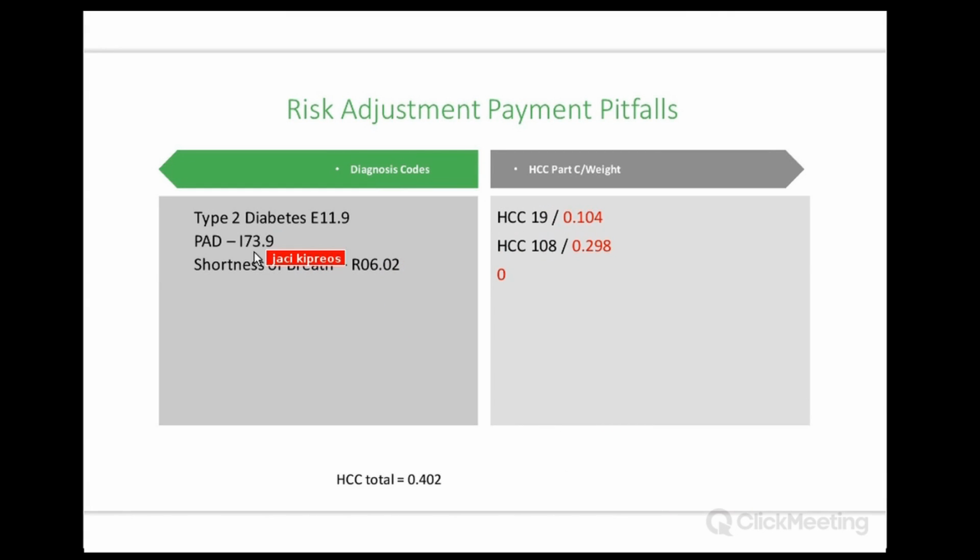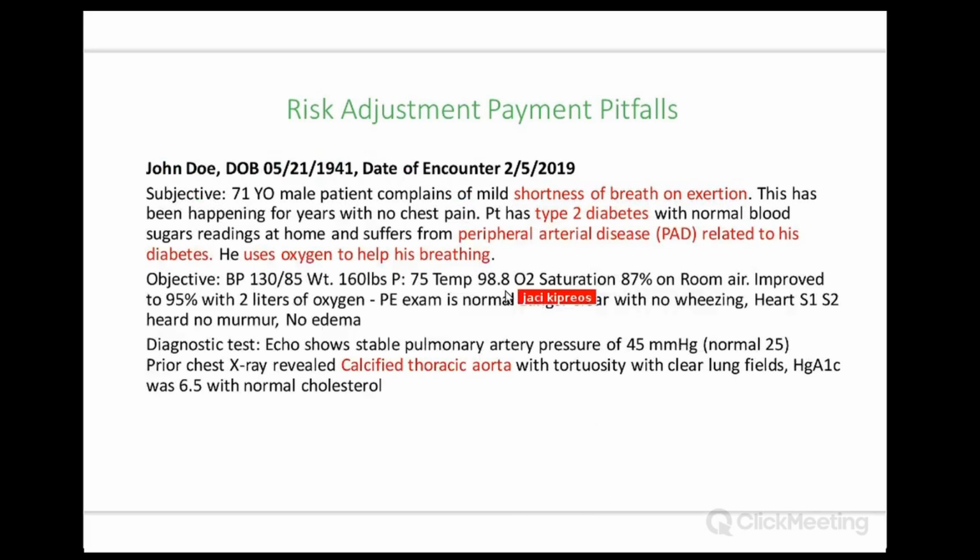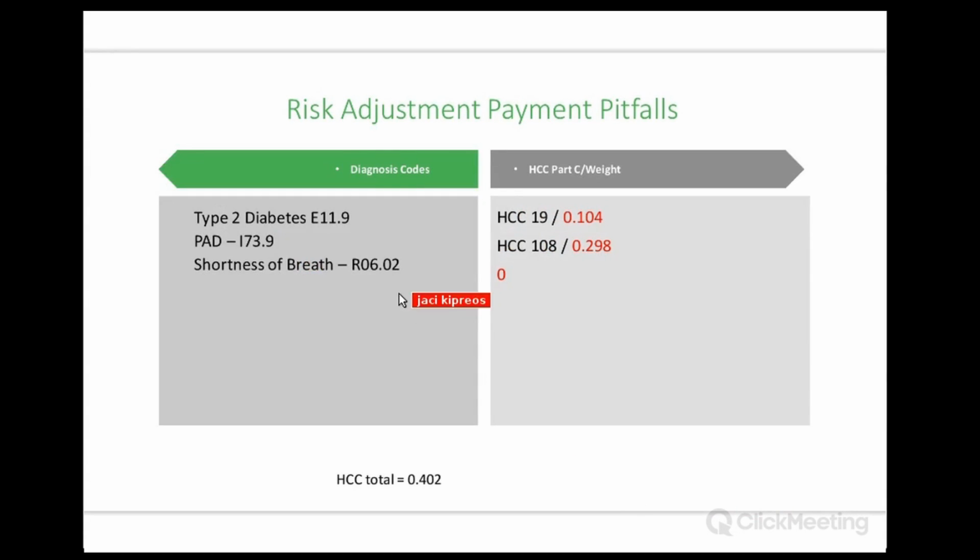We have a lot of conditions here, and it can be coded a couple of different ways. You could just say the patient has type 2 diabetes, mention their pulmonary disease, and shortness of breath, and your total HCC score would be 0.402. And there you go. Their peripheral arterial disease, saying it's related to the diabetes. They've got breathing, pulmonary issues, diabetes. All of this is in here.